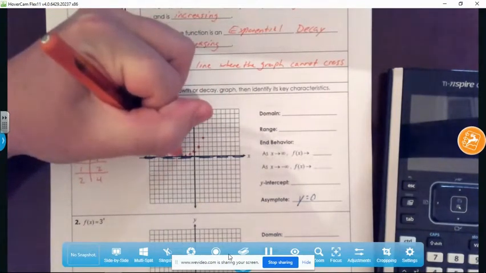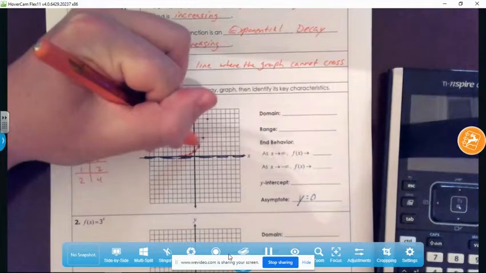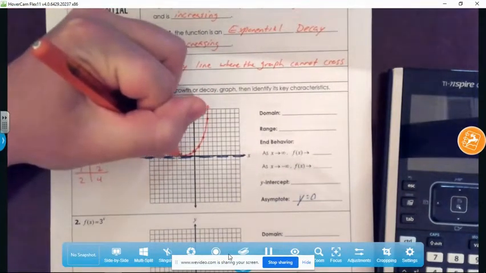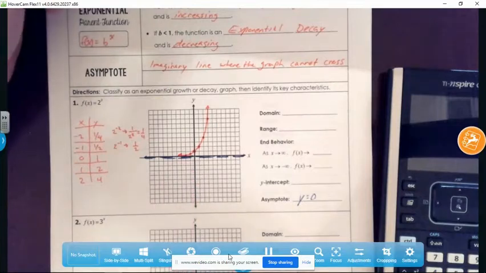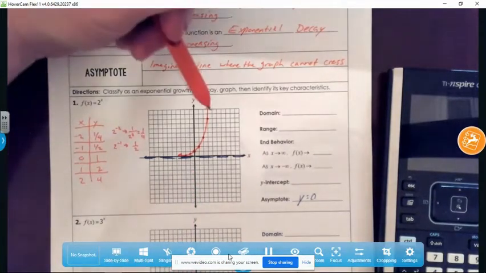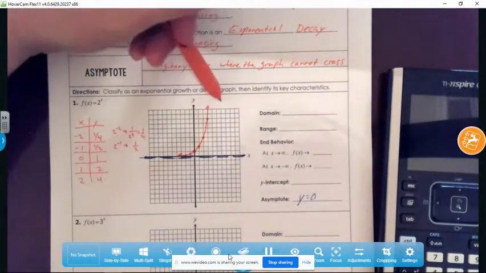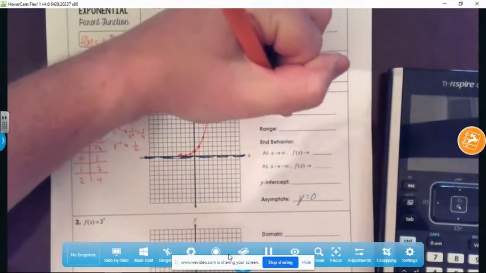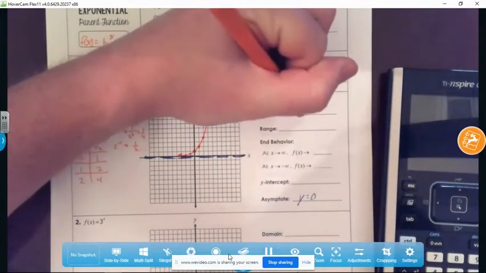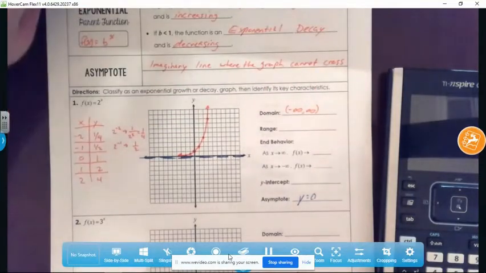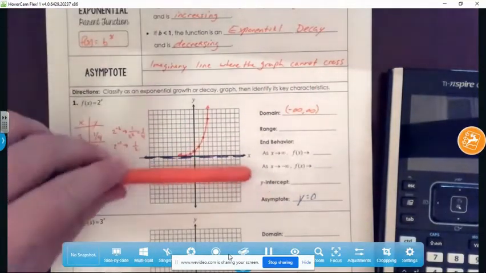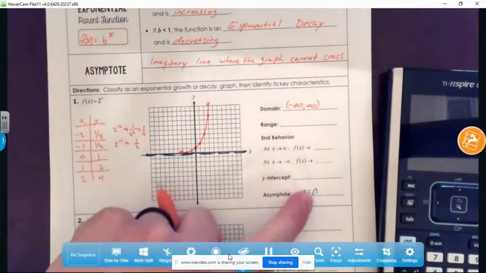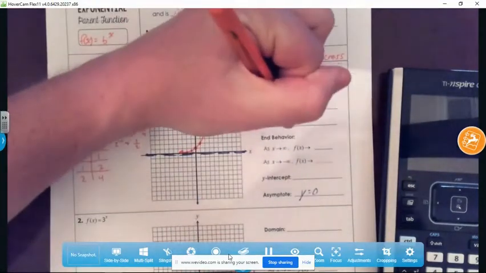So we have our exponential growth because it is increasing from left to right and approaches our asymptote, which is right here. So let's go for our domain. This graph will go forever to the left and forever to the right. So our domain in interval notation is from -infinity to positive infinity. Our range in interval notation starts at the asymptote and then goes up forever. So our asymptote is at 0, so we're going to say 0 up to infinity.